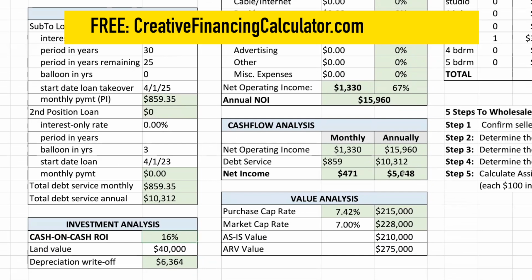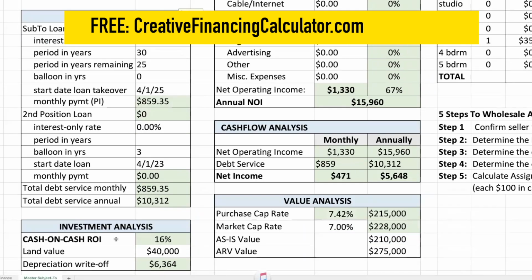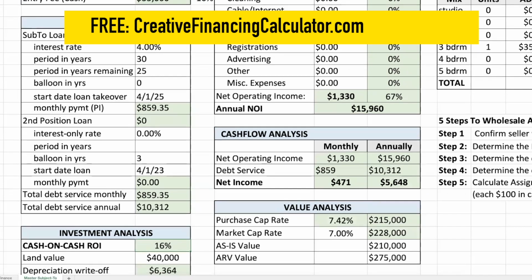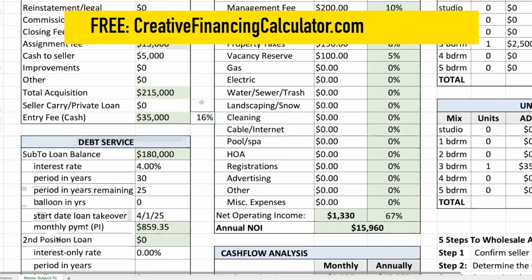Because it's making $5,600 a year on a $35,000 cash investment. So again, anytime you can get your cash on cash over 10%, that's what buy and hold guys like to see. So you've got double digit cash on cash. You've got 16% entry fee, which is really good.